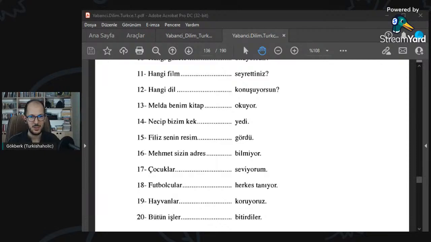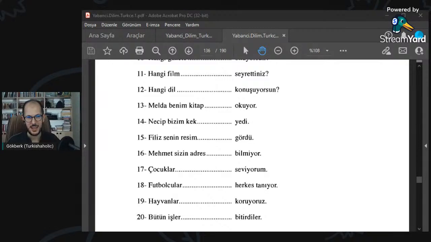And number 17, çocukları seviyorum. I love children. Çocukları seviyorum. 18, futbolcular, it's the same, futbolcuları herkes tanıyor. Tanımak means to know. Herkes means everyone, right? Futbolcuları herkes tanıyor. So everyone knows the footballers, the football players.